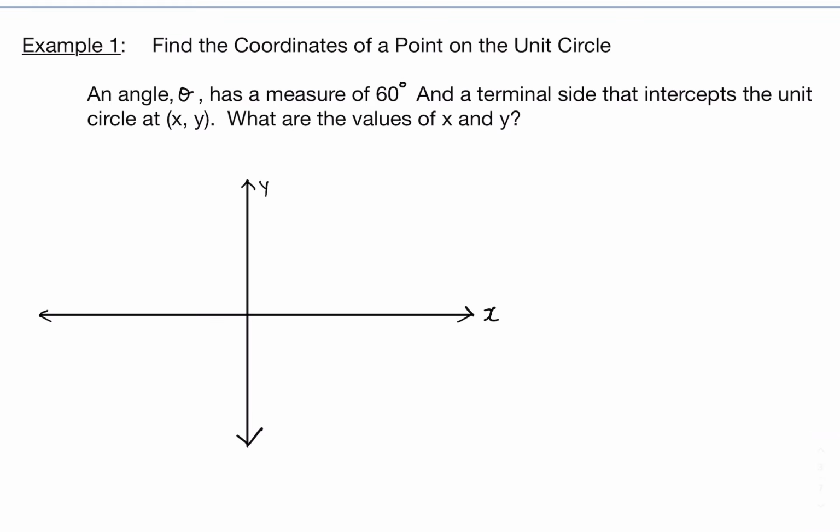So in this example, we are to find the coordinates of a point on the unit circle, and what we're going to have is an angle theta that has a measure of 60 degrees and a terminal side that intercepts the unit circle at x comma y. And the question is, what are the values of x and y? Okay, so first let's go ahead and draw the unit circle.